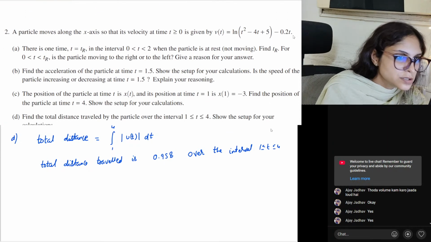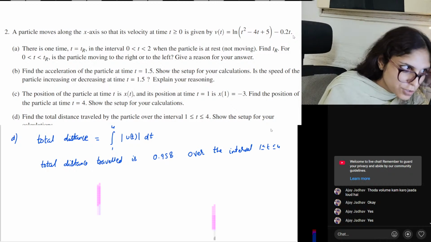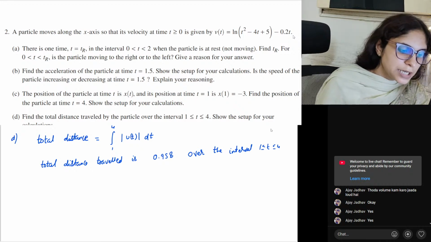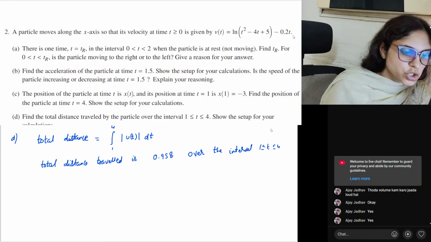Now the second question, this is again your particle motion. So in option A, we are just solving for velocity. Whether the particle is moving to the right or to the left is also coming from the relationship between the function and its derivatives.